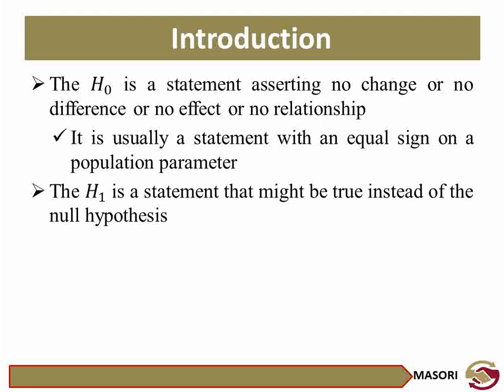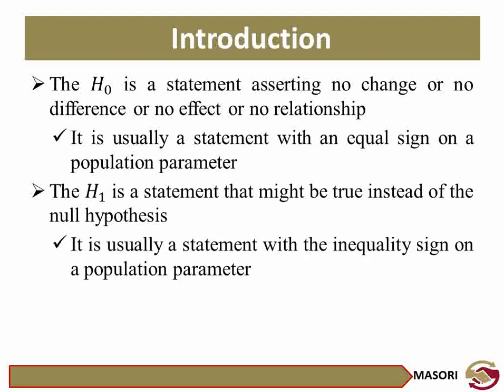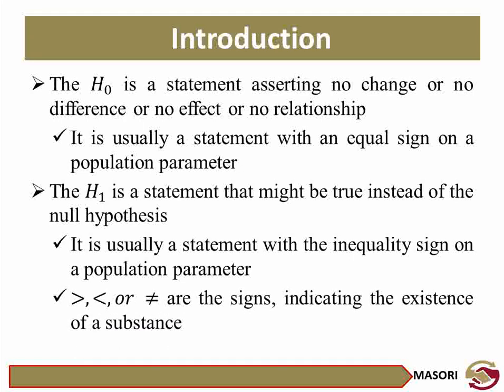So if we are going to reject the null, then we are working in favor of, or presenting in favor of, the alternative hypothesis. This hypothesis is usually indicated or presented with inequality signs on a population parameter. These signs include the greater than, the less than, and the not equal to sign.